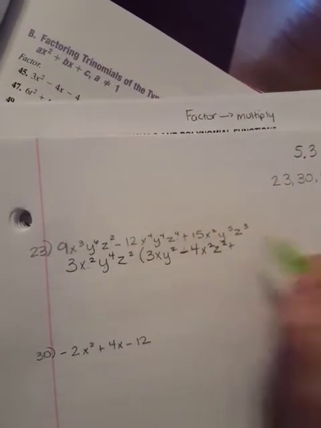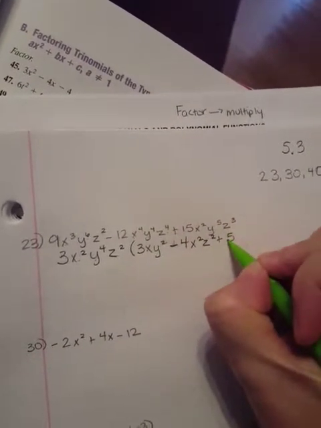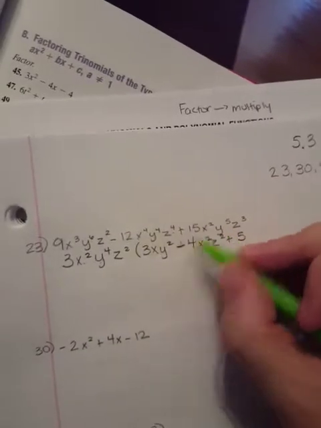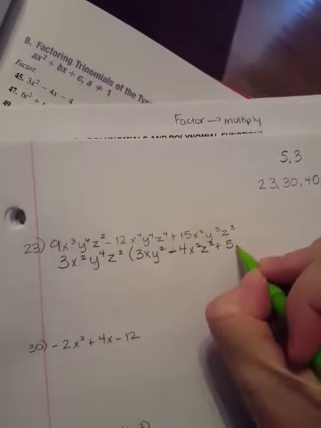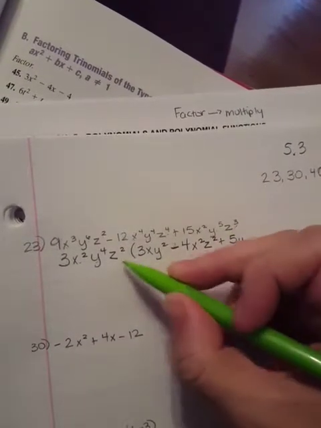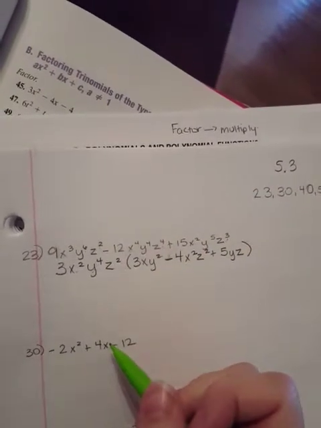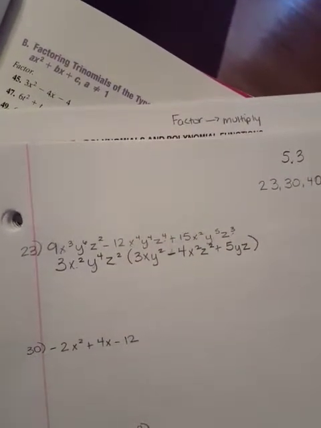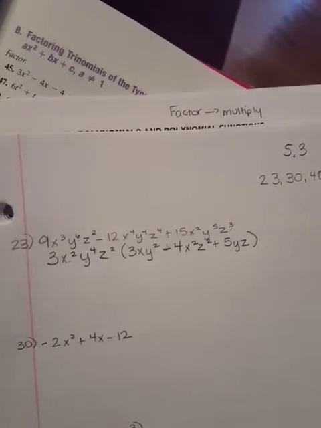Okay, we're going to add that. 3 goes into 15 5 times. We already have the x squared. Y to the 5th minus y to the 4th is y. Z cubed minus z squared is z. So this is our factoring of the trinomial.